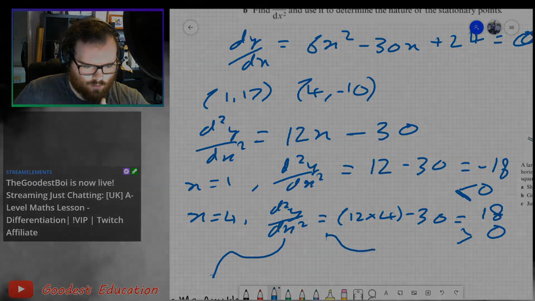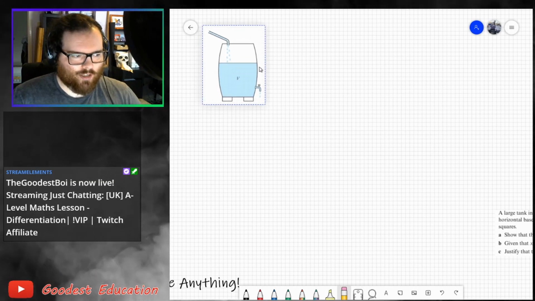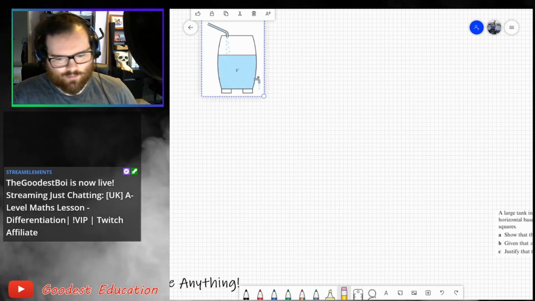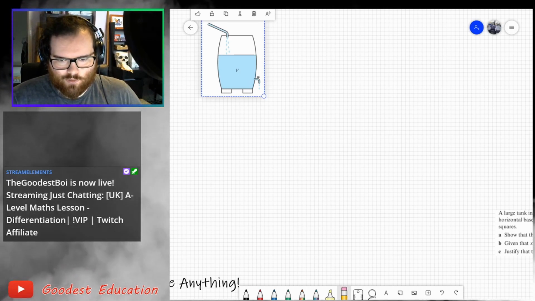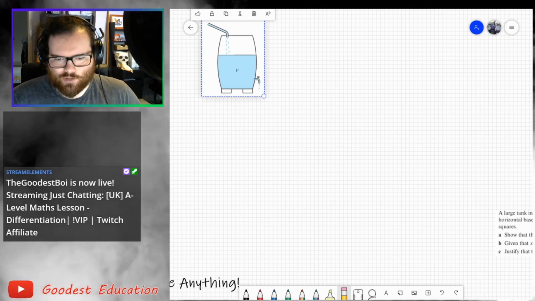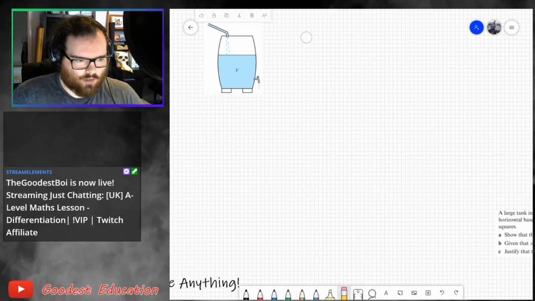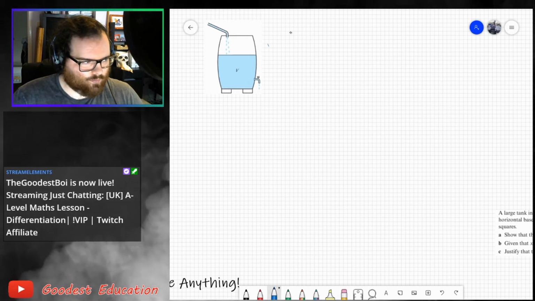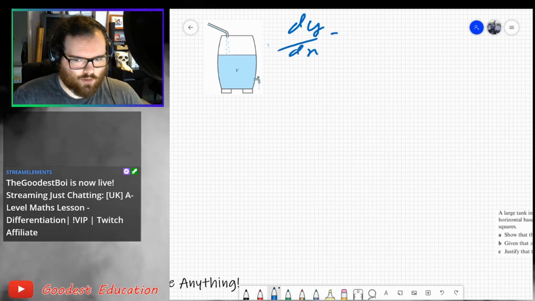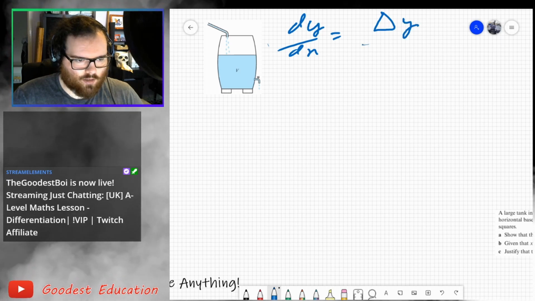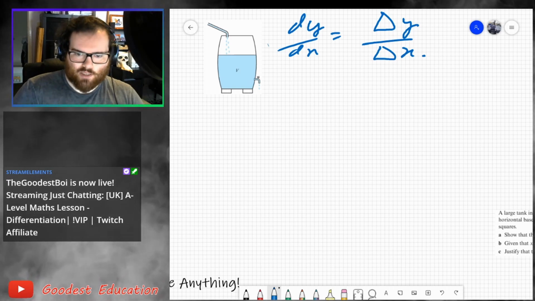This is great and everything, working out the gradients of curves, but how useful is that in real life? It's only really useful in maths. So let's talk about a model, a real world situation. So you could think of dy/dx as a small change in y over a small change in x for something. So it represents the rate of change of y with respect to x.